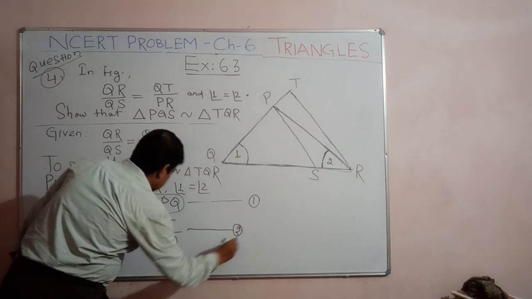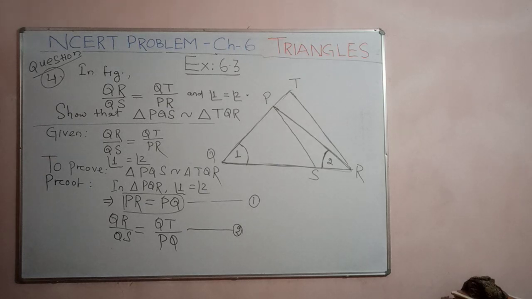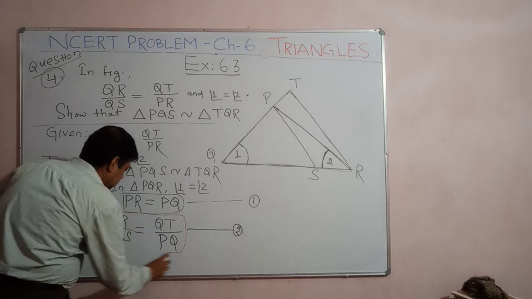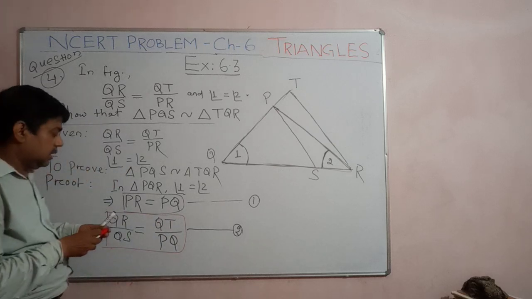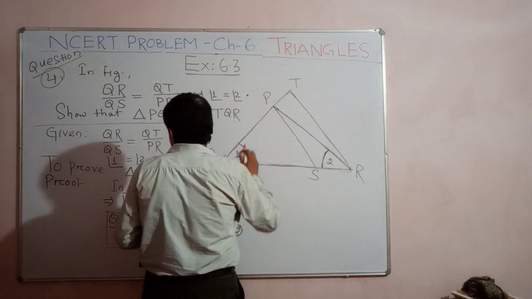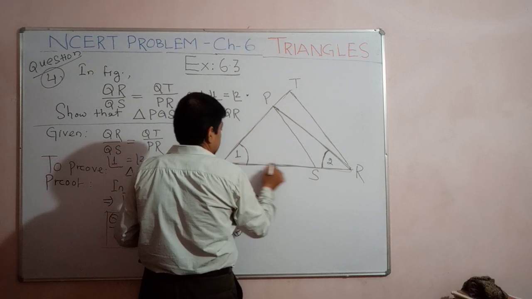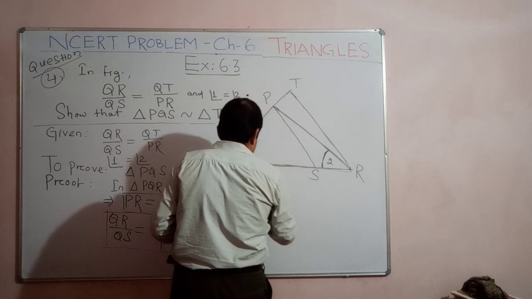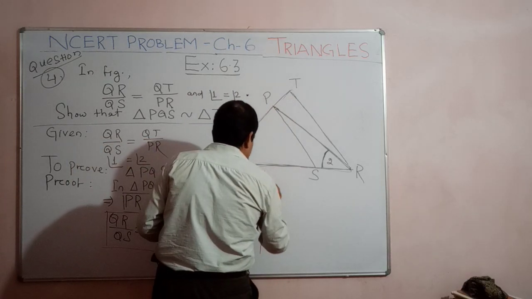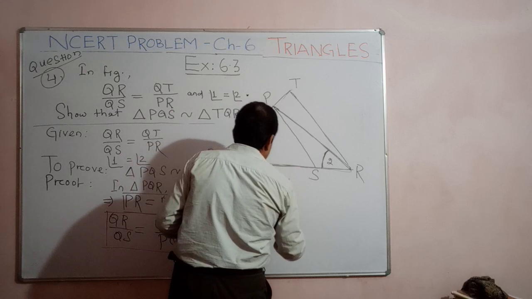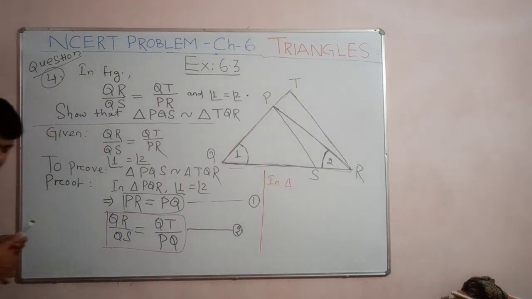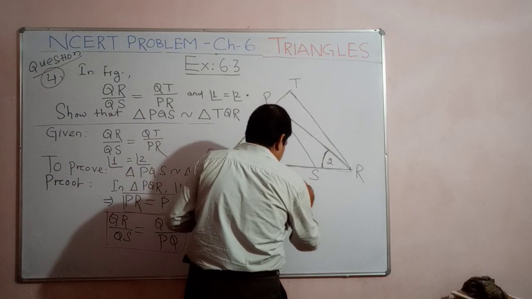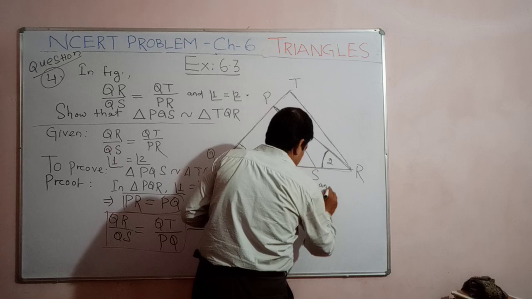Since the two angles are equal, their opposite sides are equal. Sides opposite to equal angles are equal. Now see, we have to prove that triangle PQS and triangle TQR are similar, right?